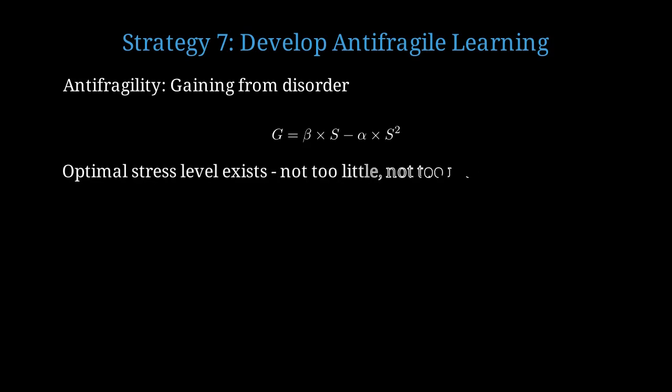There's an optimal stress level. Too little stress means no growth. Too much stress leads to breakdown. Find your sweet spot. The optimal stress level is beta divided by 2 alpha. This is where you maximize growth without risking burnout.